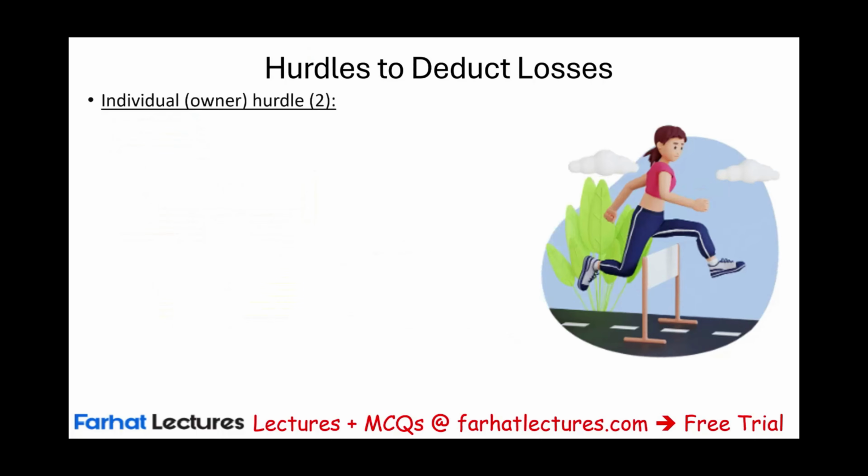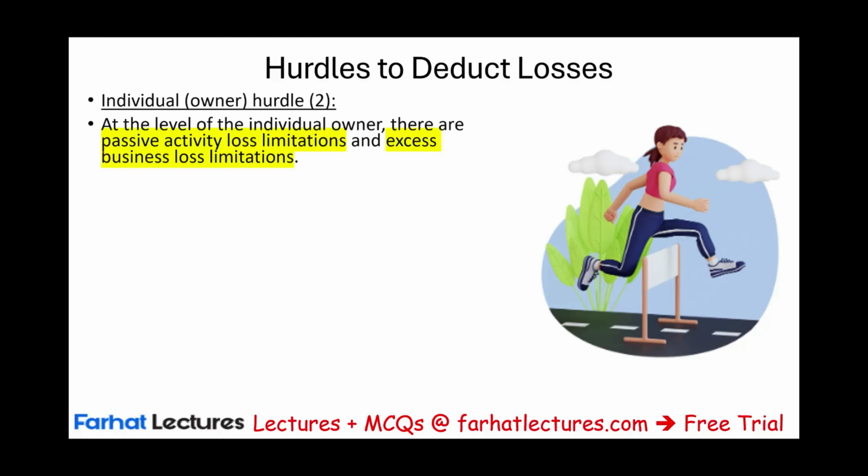Then we have 2 other hurdles on the individual level. Then you have to look at, are you actively participating in the business? In other words, are you passive? If you're passive, it means you are not actively participating. And because you are passive, you can only deduct passive losses against passive income. So you also have that limit. And at the end, there's an excess business loss limitation. The government says you can deduct your losses up to an amount. That's another limitation.